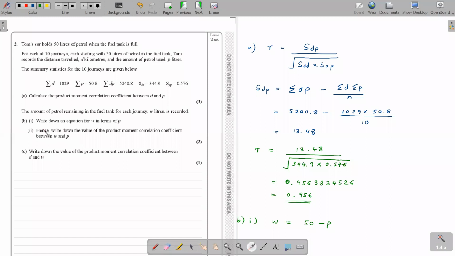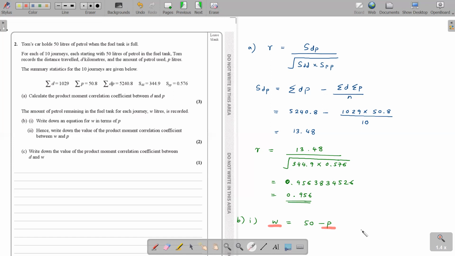However, in this part, look at what they're asking you to find. They are asking you to find the product moment correlation for W and P. W is the remaining fuel, P is the fuel that's used. The used fuel and the remaining fuel. So what do you think about these two? You can see directly that W equals 50 minus P is a straight line equation, right?